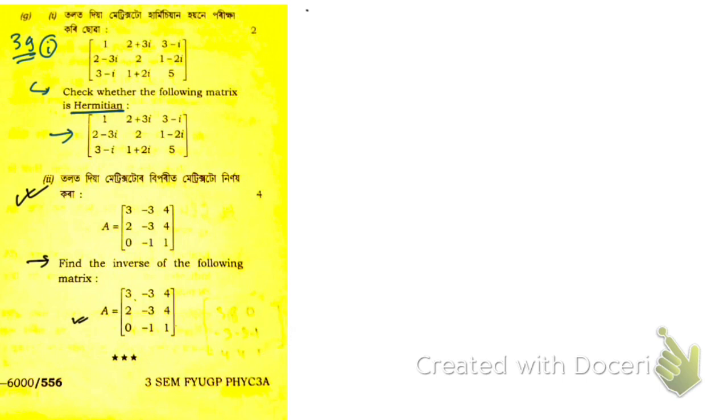So this is the matrix A. Let me write the matrix. So 3, minus 3, 4; 3, minus 3, 4; just give me a second; and 2, minus 3, 4, the next row is 0, minus 1, plus 1, that is the matrix. So let me find the determinant of this matrix. Hope you know how to find the determinant of this matrix.